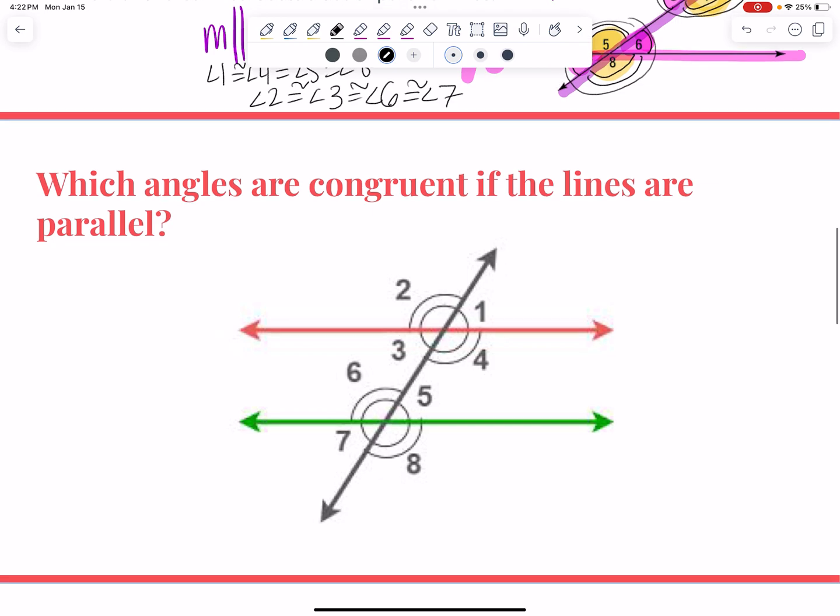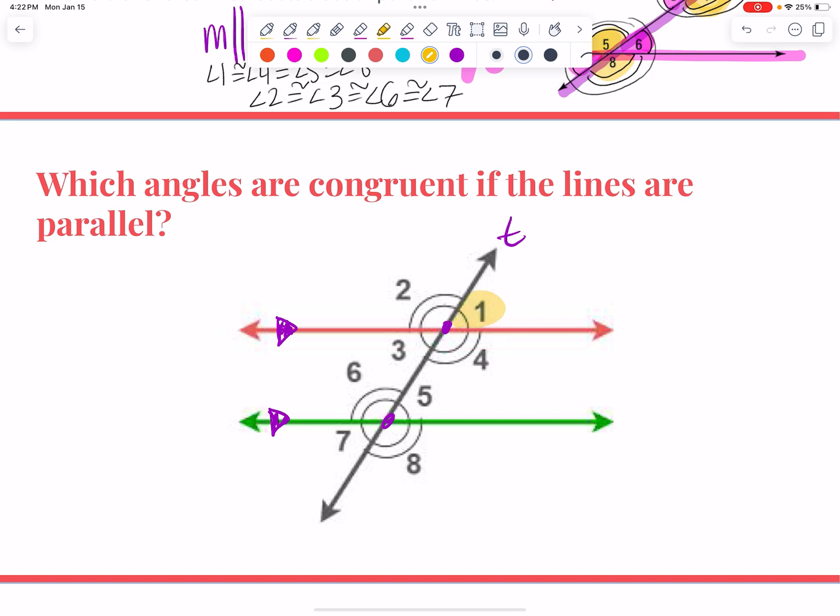So just looking at a picture and deciding which angles must be congruent if we know for sure that the lines are parallel. It does tell us that to start. It says that these lines are parallel to each other. And since these lines are parallel to each other, the way that T is cutting these parallel lines creates these two different sets of angles that are congruent.